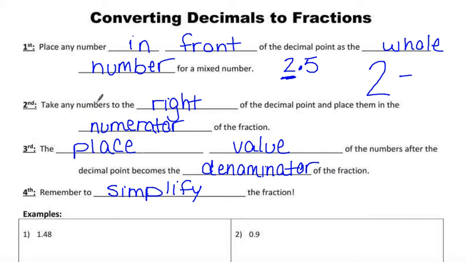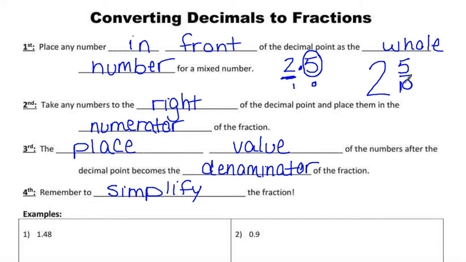Then you take any numbers to the right of the decimal point. So that would be this 5, or anything that's behind it, and place them in the numerator. So the 5 becomes the numerator. So I have 2, technically point, and then 5. Then the place value of the numbers after the decimal point become the denominator. So the place value of the 5, or any other numbers that follow, so that 5, which is the last number, is in the tenths place, so it would be a denominator of 10.